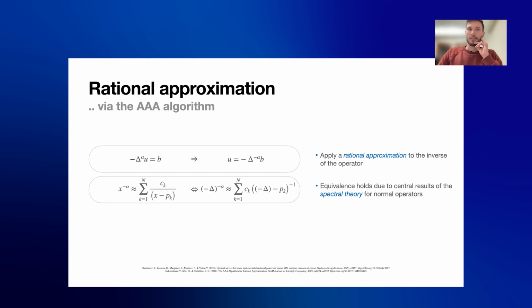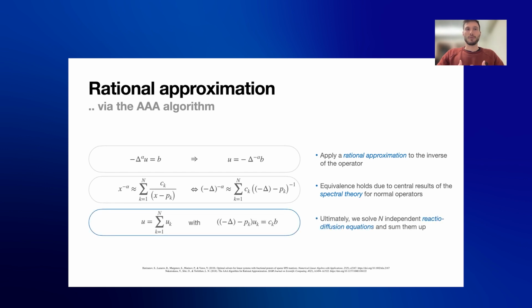The coefficient itself, we get it by the AAA algorithm, but there's alternatives. The key point that I would like to emphasize is that if we now plug the second box into the first one and slightly rearrange the equations, we can see that it's equivalent to solving the fractional problem. It's equivalent to solving n reaction diffusion systems and adding up their solutions.